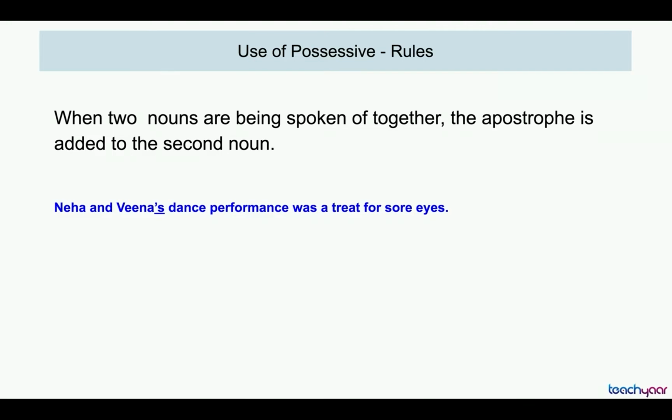So when we put the apostrophe, we don't have to put it for each of the two words, but only for the last one, the second one. So, Neha and Veena's. In the second name, the second noun, we put apostrophe S. Dance performance was a treat for sore eyes. This is when the two nouns are spoken of together. So you have to understand the meaning of the sentence and then put the apostrophe S.